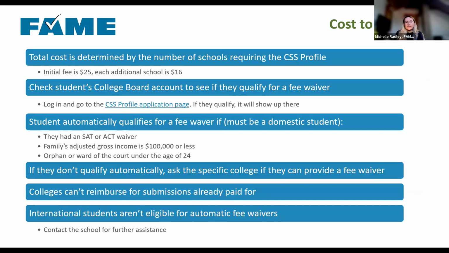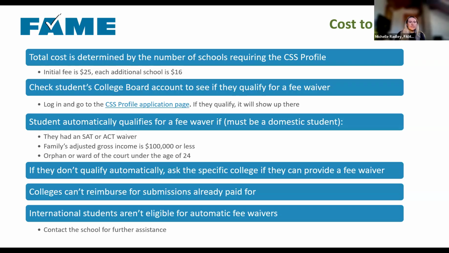Another piece is the cost to submit. The FAFSA, the Free Application for Federal Student Aid, is free to students. That is not the case with the CSS Profile in a number of situations. The total cost is determined by the number of schools the student is applying to. There is an initial fee for filing of $25, with each additional school costing a standard rate of $16. However, there is a pretty broad range of eligibility for fee waivers available with the CSS Profile.